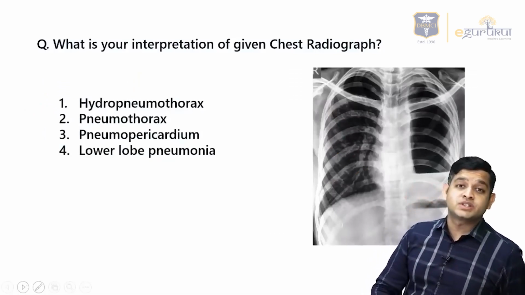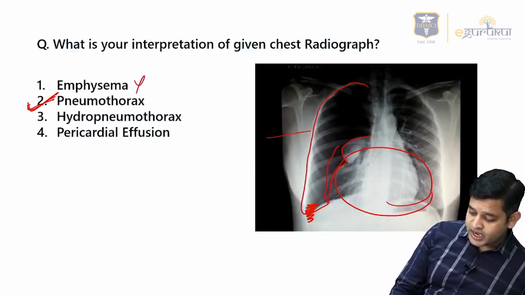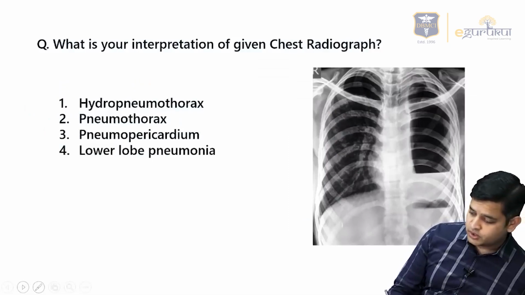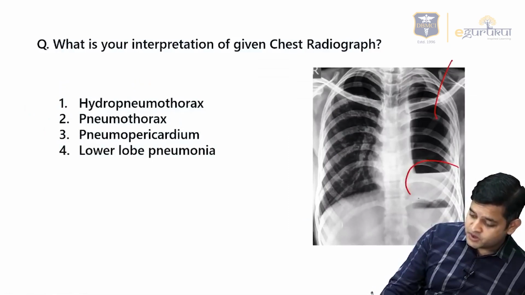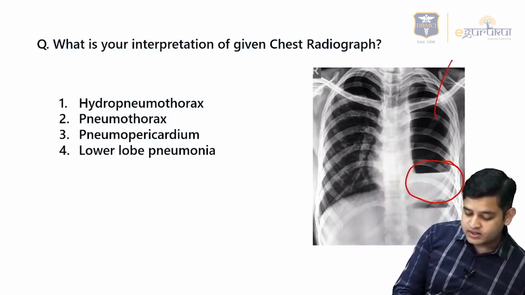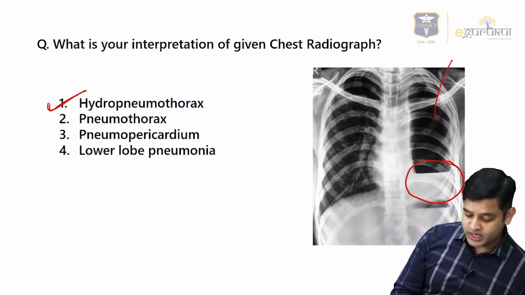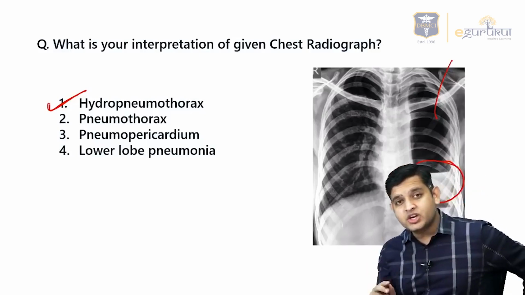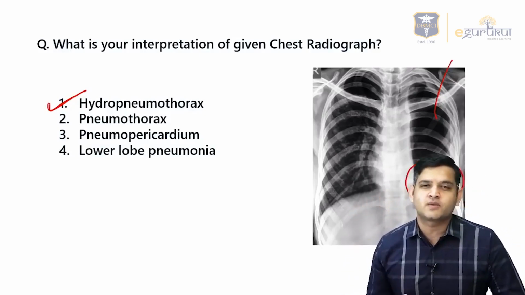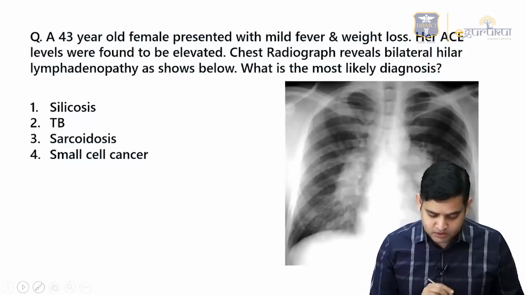There were two images. Now the previous image, if you look at this, the air was going right up to the CP angle. Whereas if you see this particular image, what do you see? Hyperlucency with an air fluid level. So if you see a hyperlucency with an air fluid level, think of hydropneumothorax. Okay. So pneumothorax, tension pneumothorax, hydropneumothorax. These are the images which are very frequently asked in every exam, and you all have to be aware of them without a doubt.